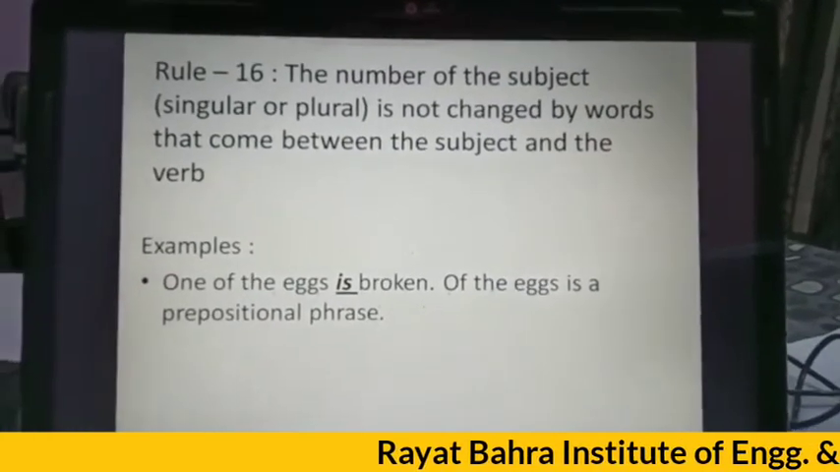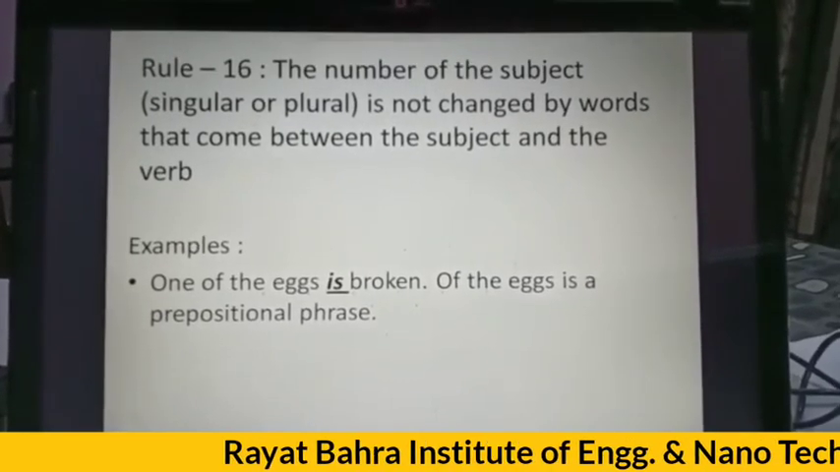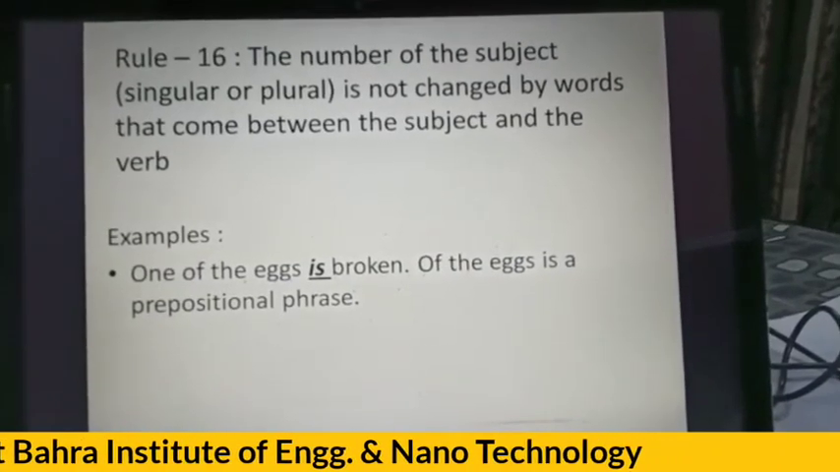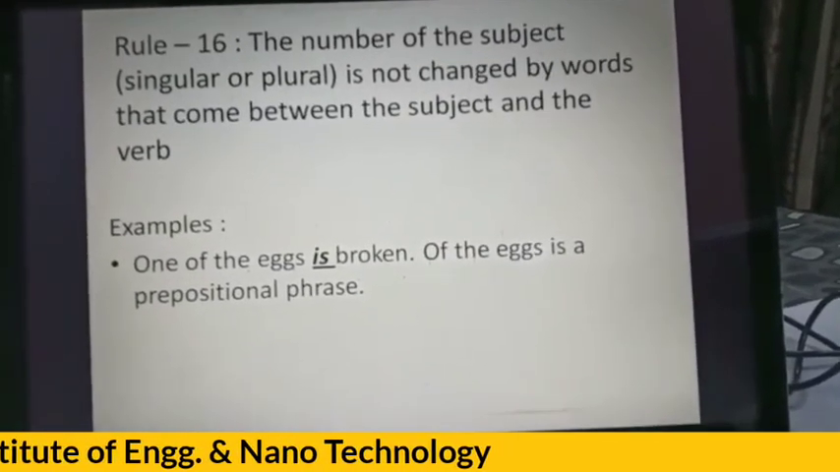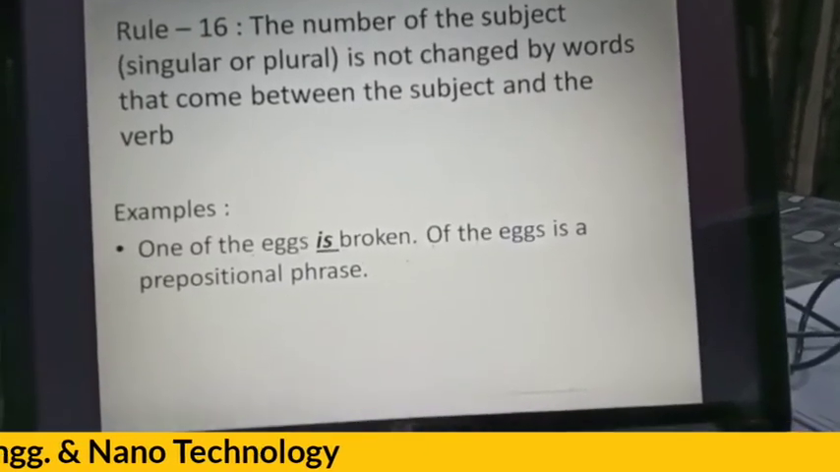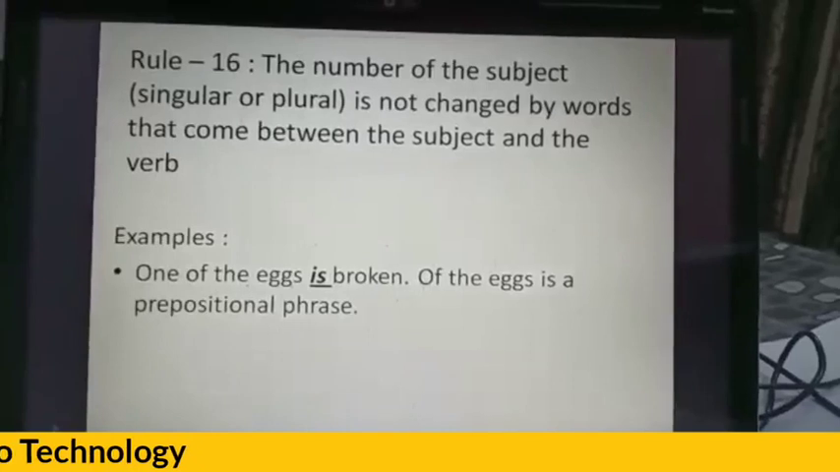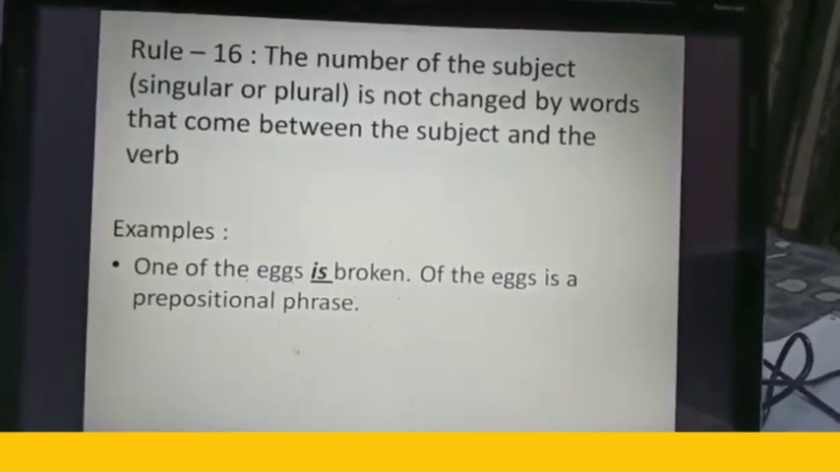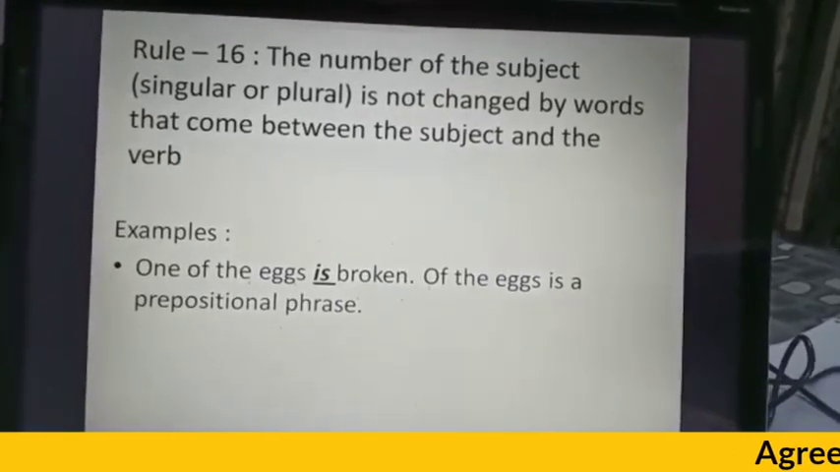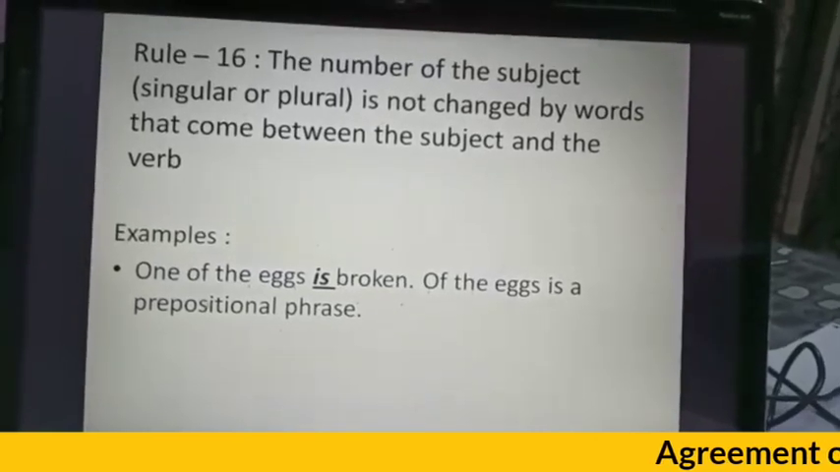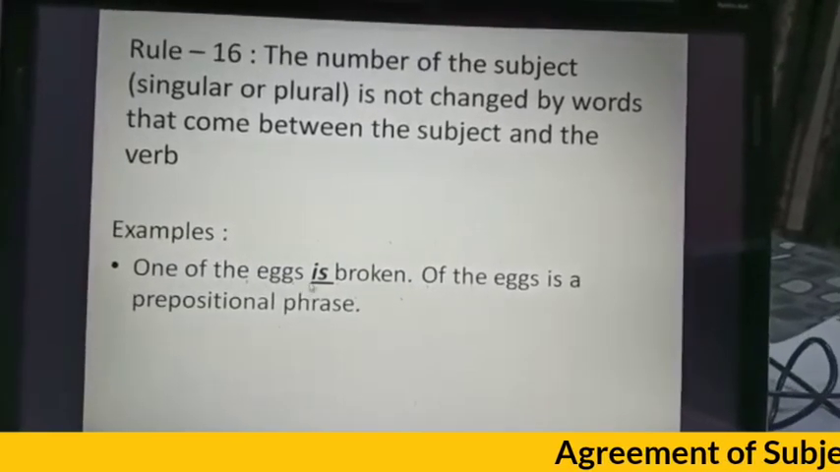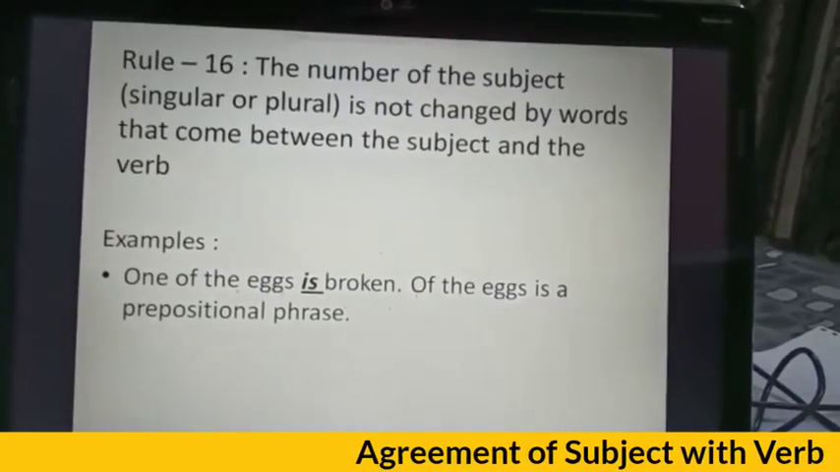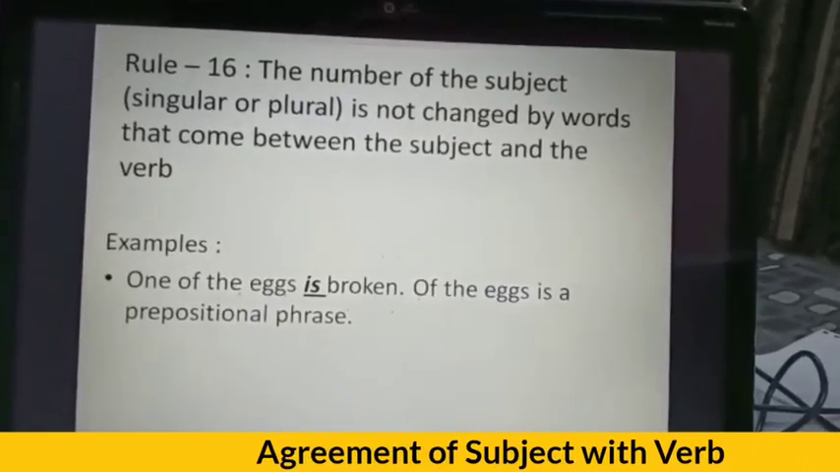Rule number 16. The number of the subject, whether singular or plural, is not changed by words that come between the subject and the verb. It means that, you just see the example, one of the eggs is broken. In this sentence, of the eggs is just a prepositional phrase. So it is referring to one egg only, so it is accompanied by a singular verb. All the expressions referring to one of the are always accompanied by a singular verb.